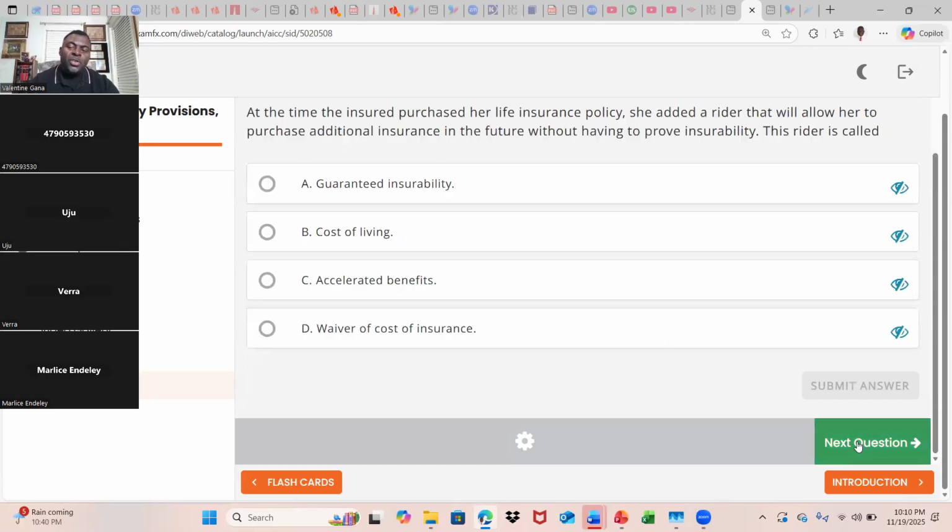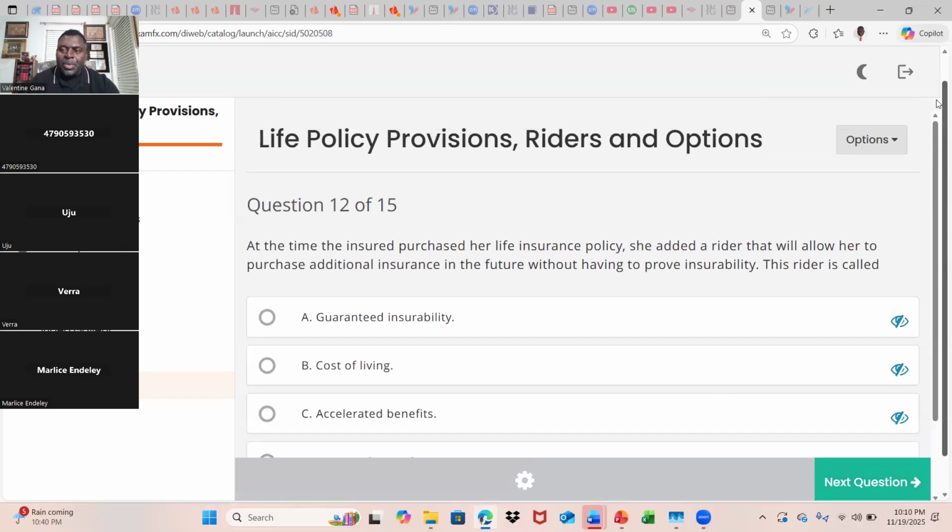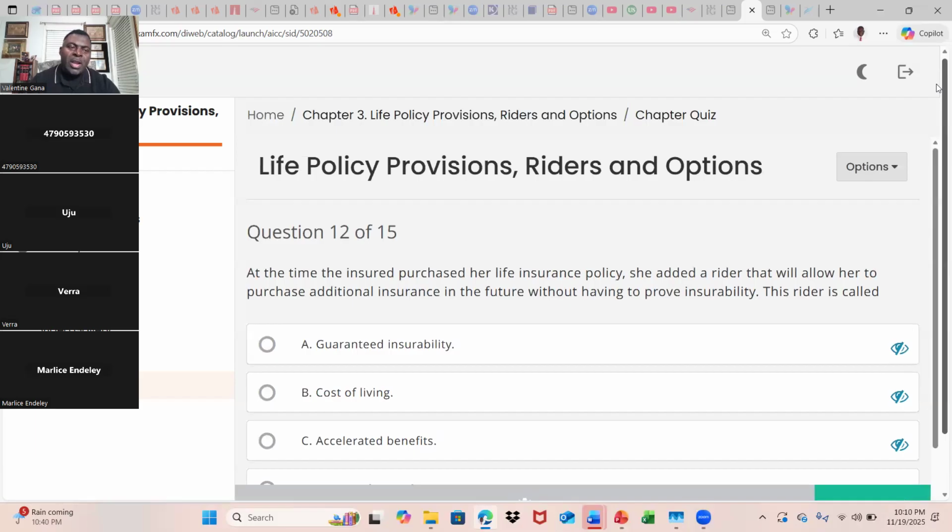You'll also see questions where the answer is decreasing term. Who knows another name for decreasing term? Return of premium. No, that's increasing term. I'm asking about decreasing term. Credit life.